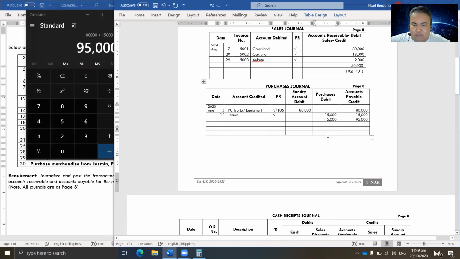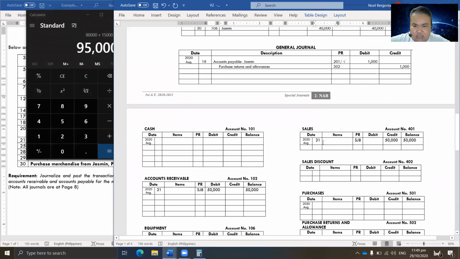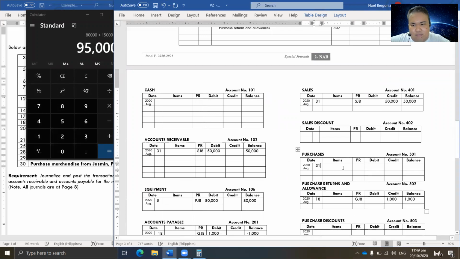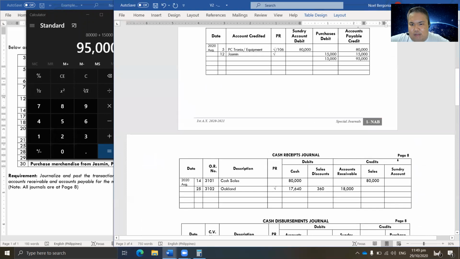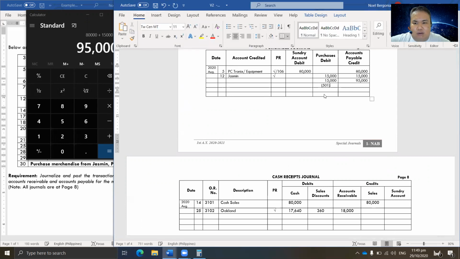So yung purchases at 15,000, kailangan po natin yung i-post sa purchases. Okay, ayan. So 31. Saan galing? Purchase Journal, page number 8. Okay, magkano po yun? 15,000, di ba? 15,000. And then the balance is 15,000. Okay? So the account number is 501. So balik tayo doon. Lagay natin yung 501 to denote lang na na-post na natin siya. Okay? So sa baba po yung 501.